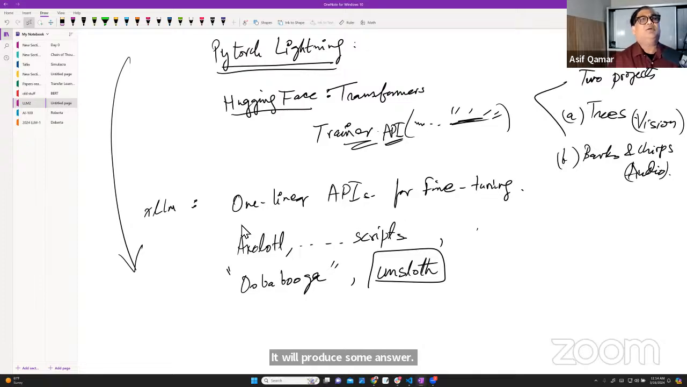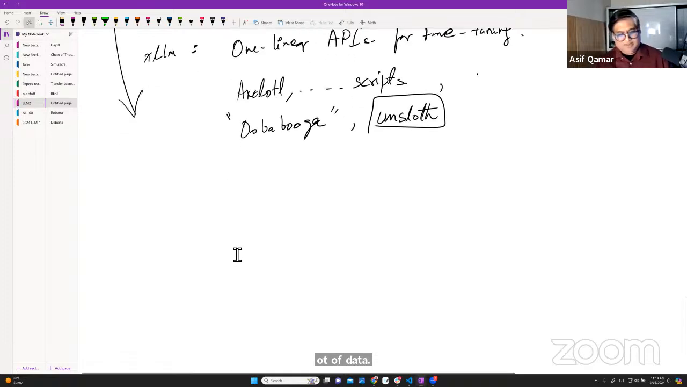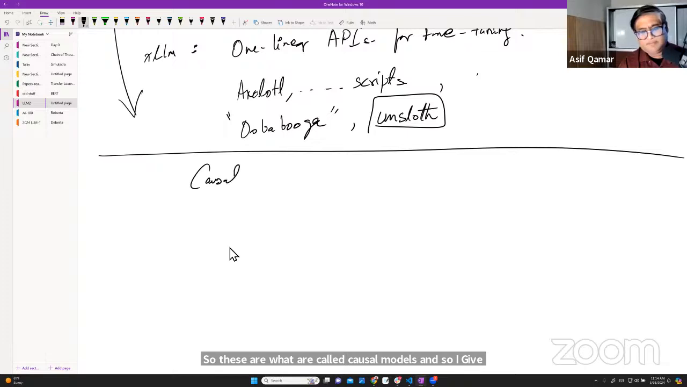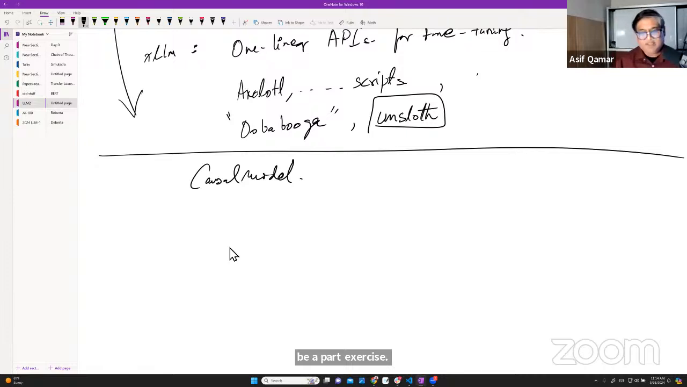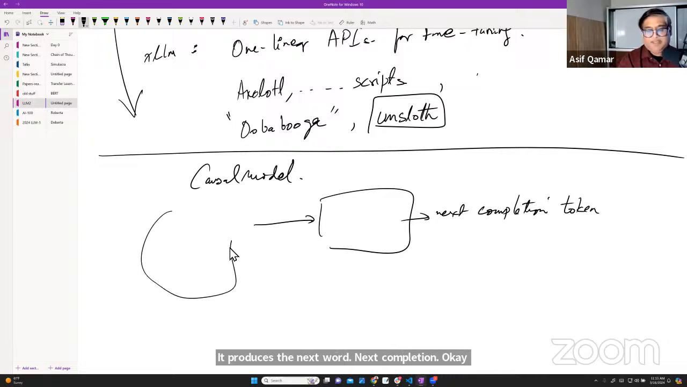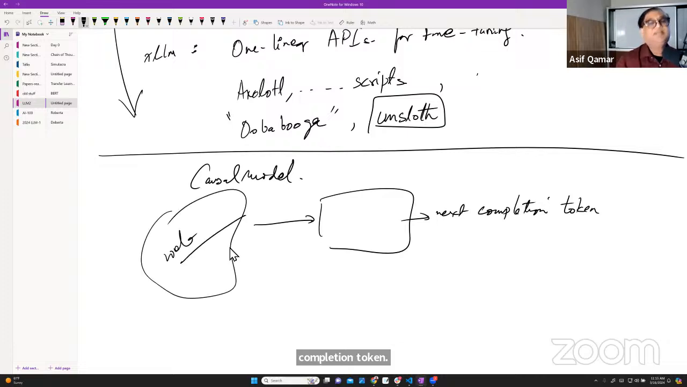It has been pre-trained on a lot of data to predict the next word. So these are what are called causal models, because they are based on the decoder part, the autoregressive part of it. I'll give you a thought exercise. You feed it some input, it produces the next word, the next completion token. Suppose I feed it the whole world, scrape the web and feed it all knowledge.